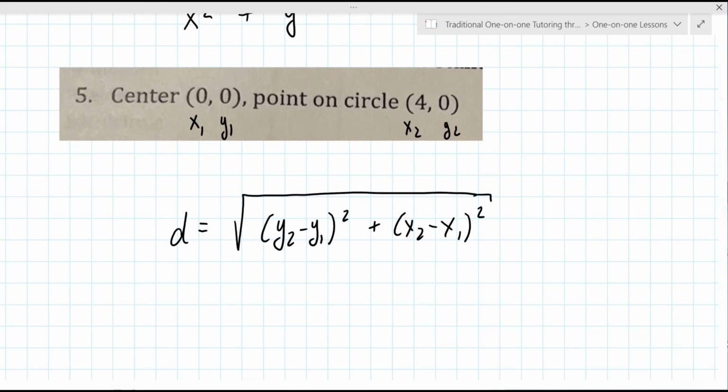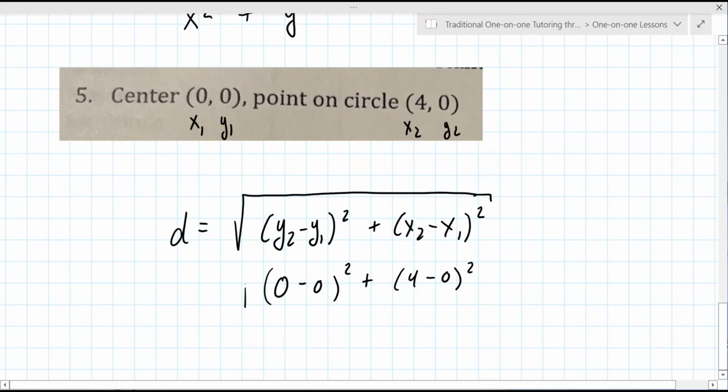All right, so what is the y2 value? It's 0. Y1 is 0. X2 is 4, and x1 is 0. All right, so 0 minus 0 is 0. 0 squared is 0. What is 4 minus 0, Sourish?